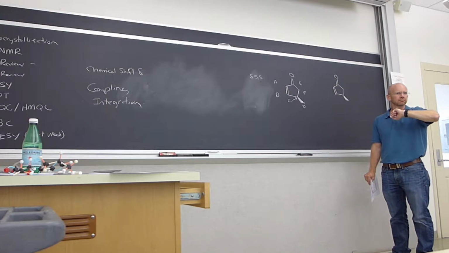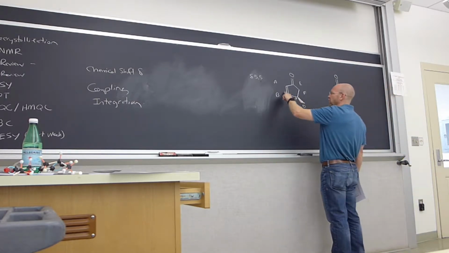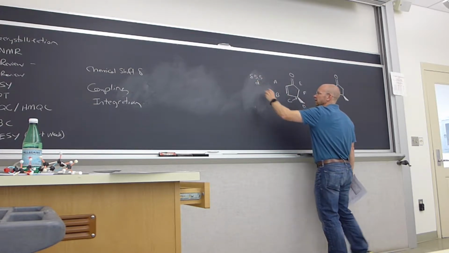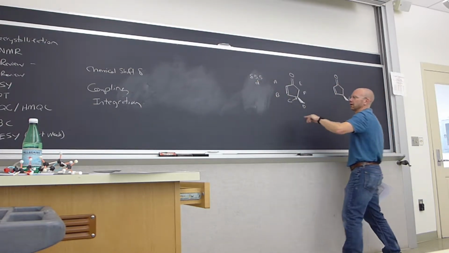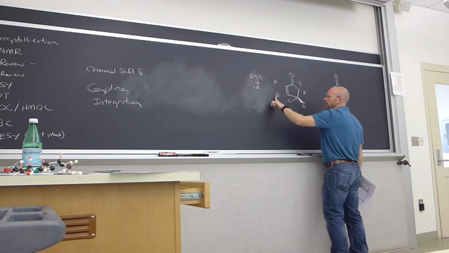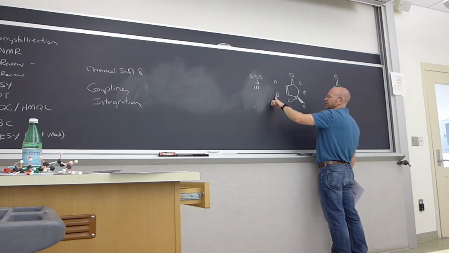What do you expect? Just a doublet. It has one group that's a vicinal neighbor, and there's only one proton in that group, so we would estimate a doublet for that. And then integration? One hydrogen. How about group B? Chemical shift?